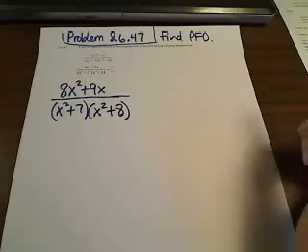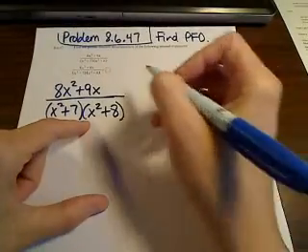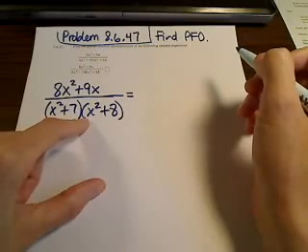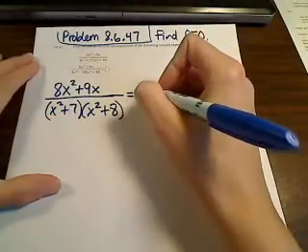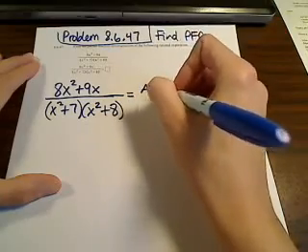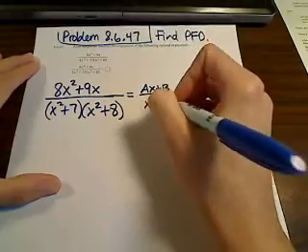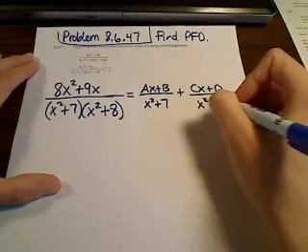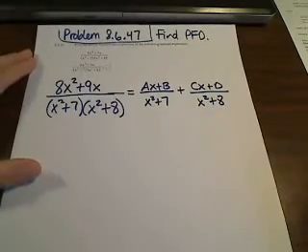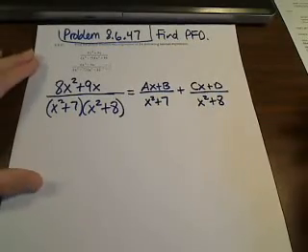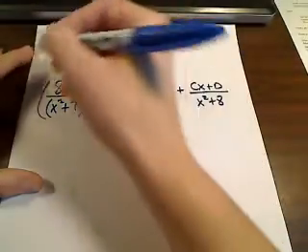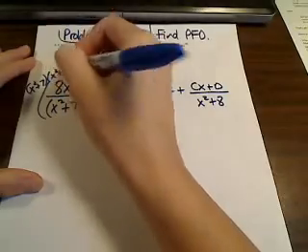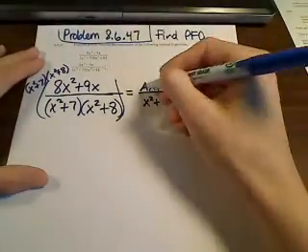Okay, so this one is actually a case 3 partial fraction decomposition for the bottom. I see that I have irreducible quadratics. So the way that we set those up is we say ax plus b over my x squared plus 7, and then I'm going to have a cx plus d over my x squared plus 8. Okay, and now we're doing the same thing. Once we've done the setup, we want to clear the fraction. So I'm going to multiply both sides by the LCM, or the common denominator, which is x squared plus 7 times x squared plus 8.